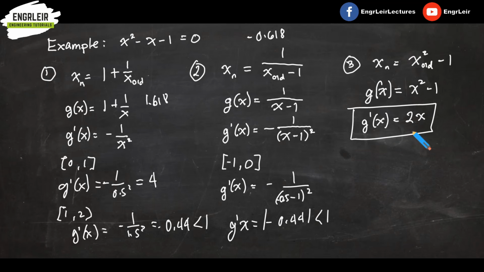g prime of x. Pag sinubstitute ko dyan is 1, magiging 2, so greater than 1. So, kailan lang to magiging less than 1? Magiging less than 1 lang to if the value is between negative 0.5 at saka positive 0.5. So, ayan, magko-converge siya kapag yung limits ko is from negative 0.5 hanggang positive 0.5. Doon lang siya magiging less than 1.